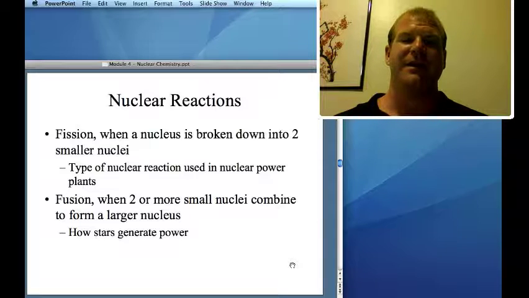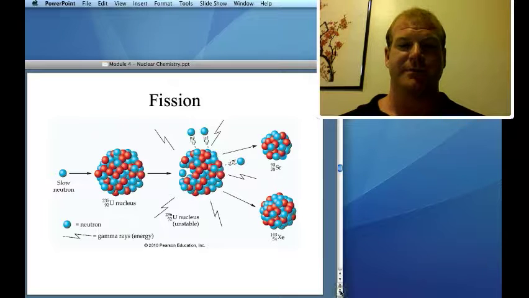If you can't remember it, think of a bone fusion. That's when two bones come together to form one. So nuclear fusion is when two nuclei form a bigger one. And fission, that's how nuclear power plants work. Fusion, that's what runs stars like the sun.